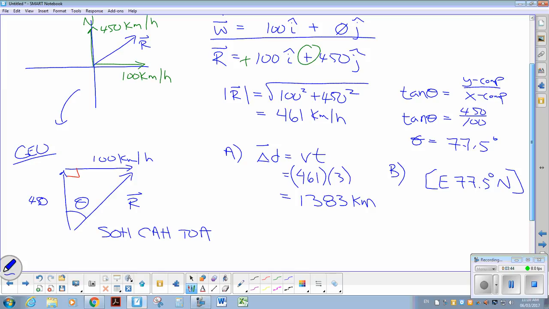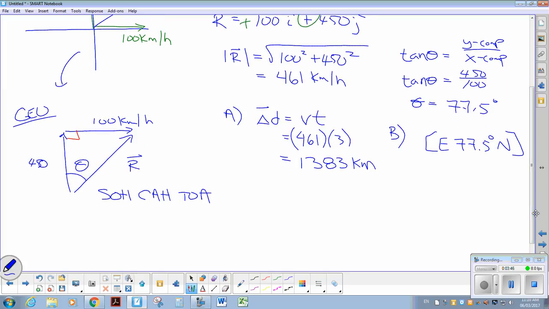And I can tell you right now, if you were to do it geometrically, you'll get the exact same magnitude, 461. The theta that you calculate will be 12.5 degrees. So your answer would show up as heading north, then you rotate 12.5 degrees, turning toward the east. And that is also an acceptable answer from the geometric method.